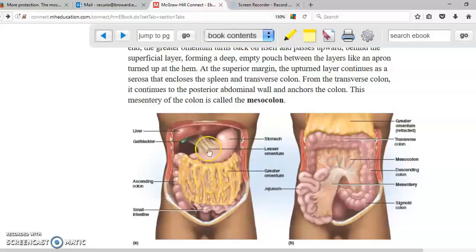Also, greater omentum, lesser omentum. The greater omentum is in front of the intestines, behind the abdominal wall. It contains a lot of fat, as you can see here. You have the lesser omentum that communicates the stomach with the liver in the middle.